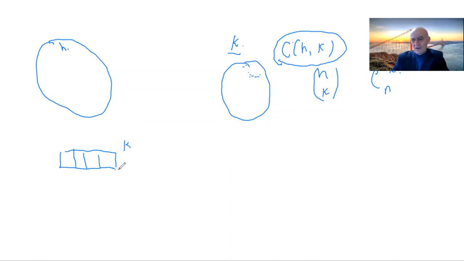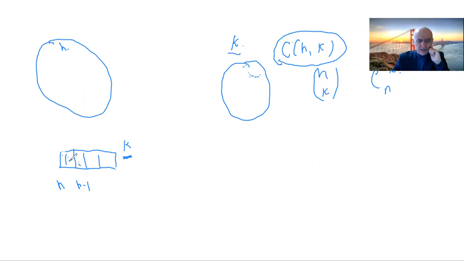How many possible orderings do we have here? In the first slot, we have n choices. In the second, we have n minus 1, because we already put the first element in the first slot. In the third slot, we have n minus 2, and so on. And what will be the number of choices in the last slot?